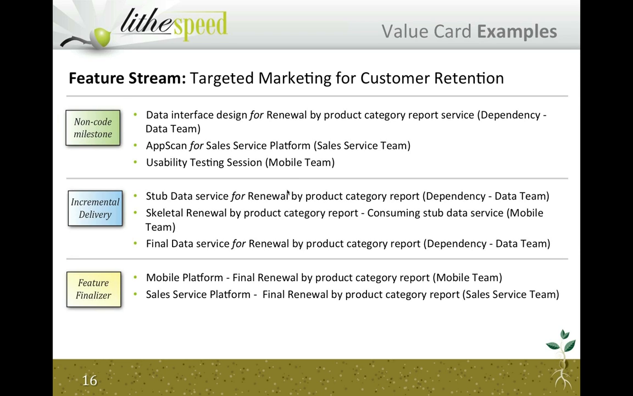And last but not least, we've got these feature finalizers. So what are these? These are basically the very last, let's say we're talking about user stories, it would be the last user story involved in a particular feature. So there are not going to be a whole lot of these on a typical board.